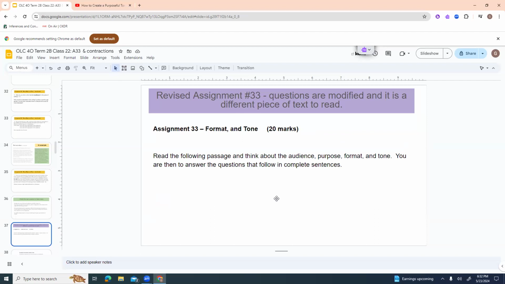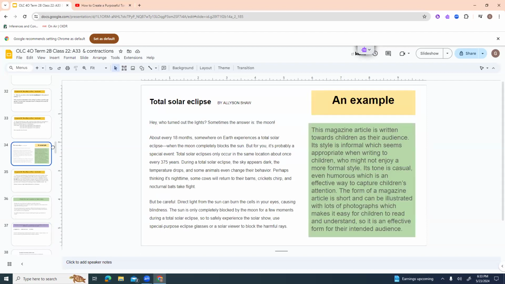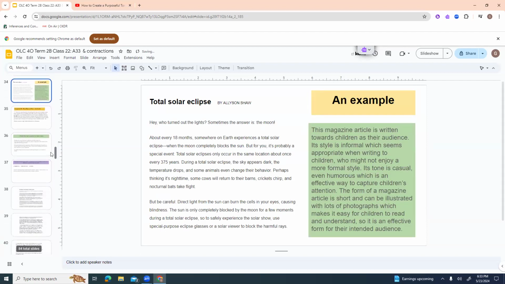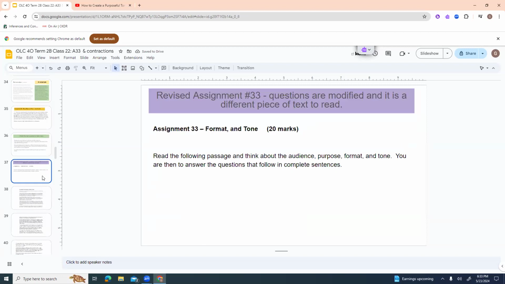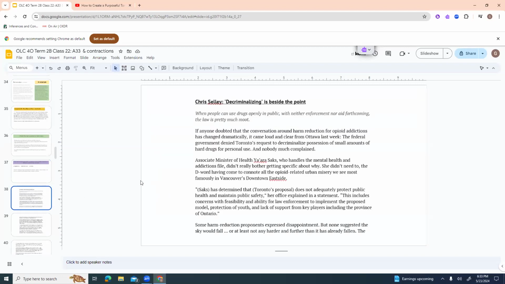I definitely have some problems with how they wrote that assignment. So here is my rewritten version. Okay. It's worth a little bit more and it's a little bit different. Okay. Let's see here. Okay. So this is, well, I'm not going to tell you what it is. It's a piece of writing and I'm going to read it and then we'll answer some questions about it.